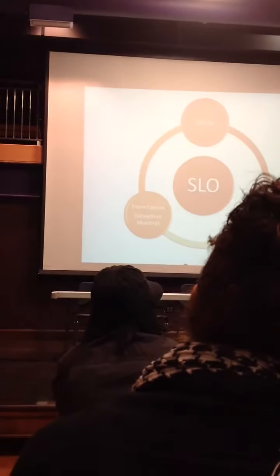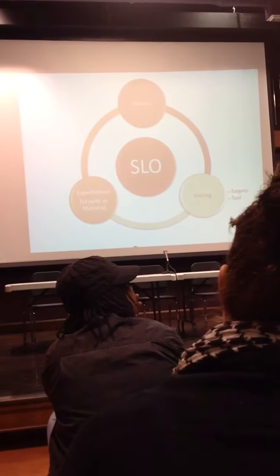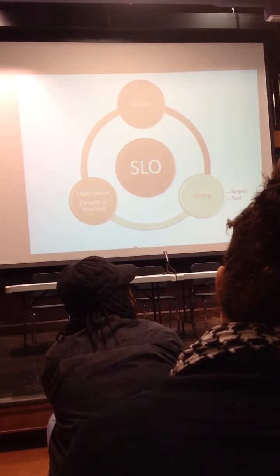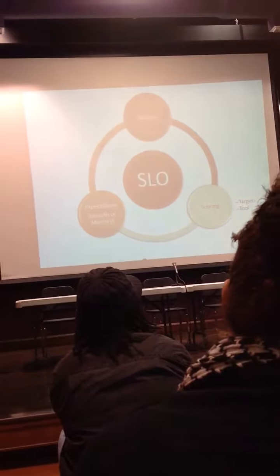At the top, the next part of the SLO is the process. What am I going to teach to get my students there? What's that process going to look like? And then on the bottom, the other part of the SLO is what's the scoring look like? What targets am I going to set for my students?